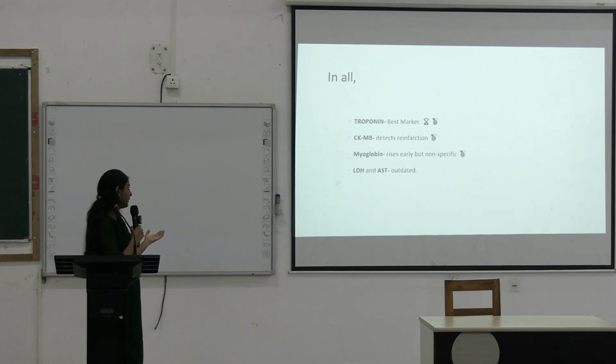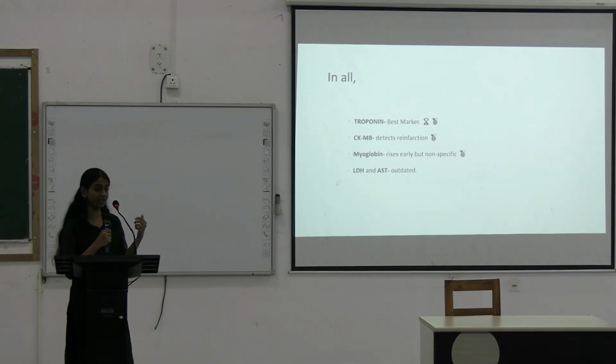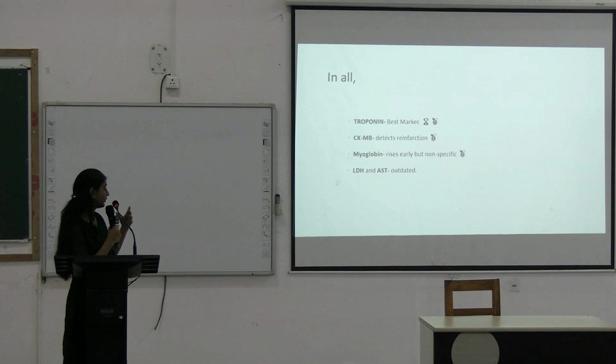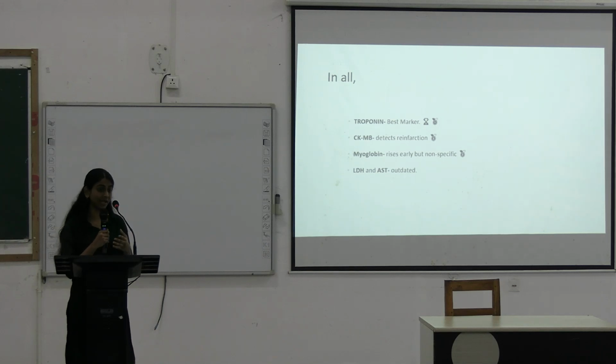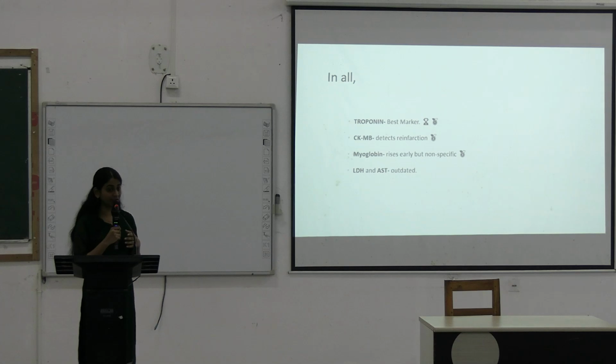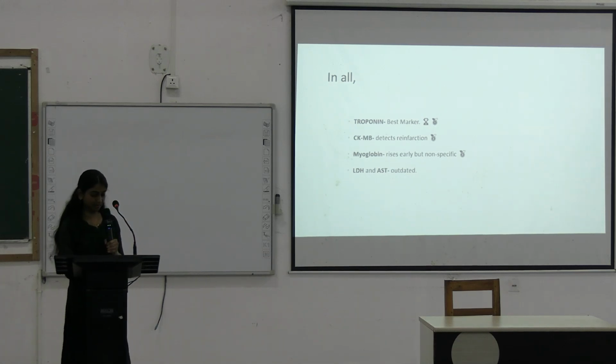First of all, we have troponin. It is considered the best cardiac marker, as it is really sensitive and specific. Then we have CKMB, which helps us in detecting myocardial reinfarction. Then we have myoglobin. It rises early, but it is not specific. And LDH and AST are outdated.